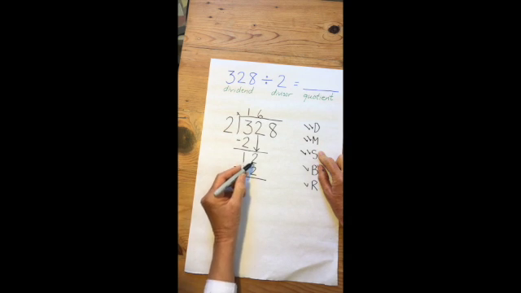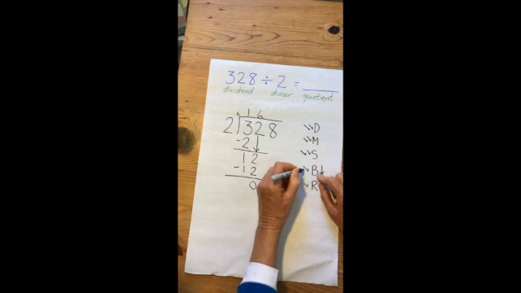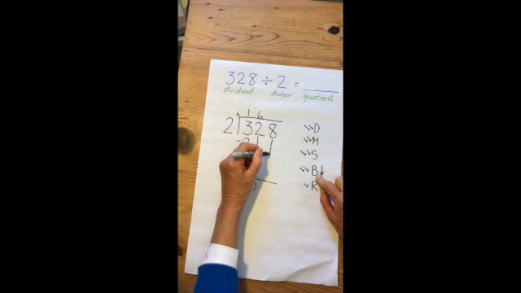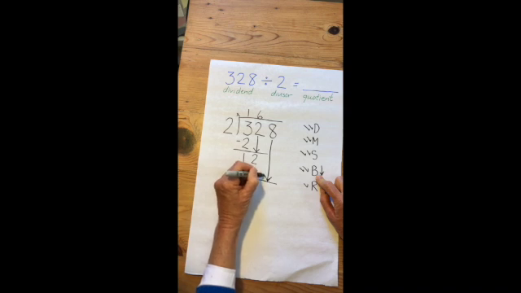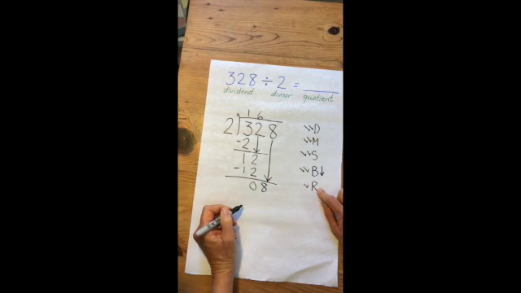12 take away 2 is 0, and 1 minus 1 is 0. And now I'm going to bring down. So remember, it goes down to the last line, and it's like a claw. The claw opens up and drops the 8 right at that line. And now I have to go back up.